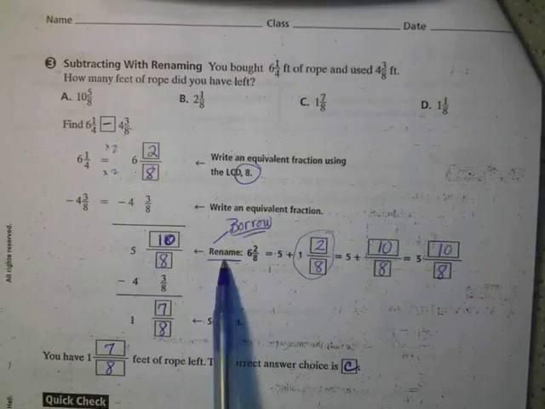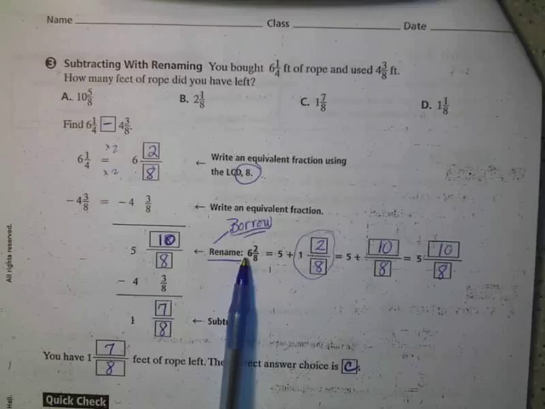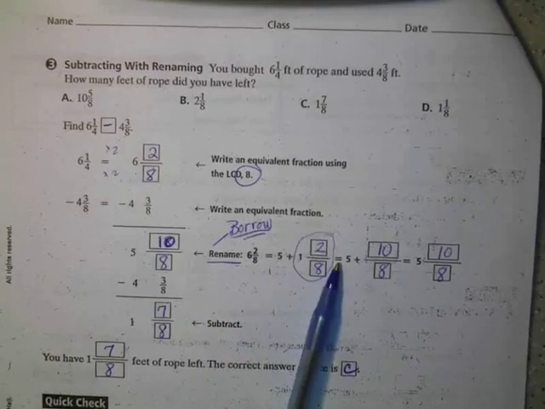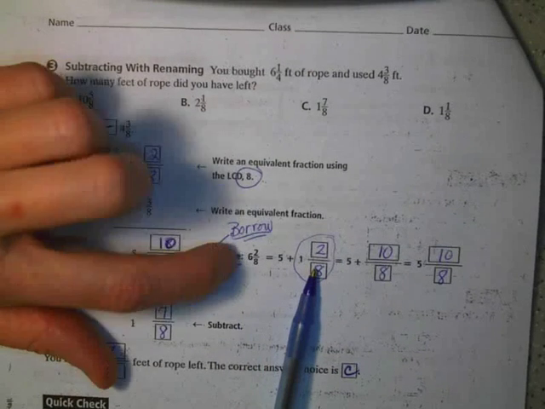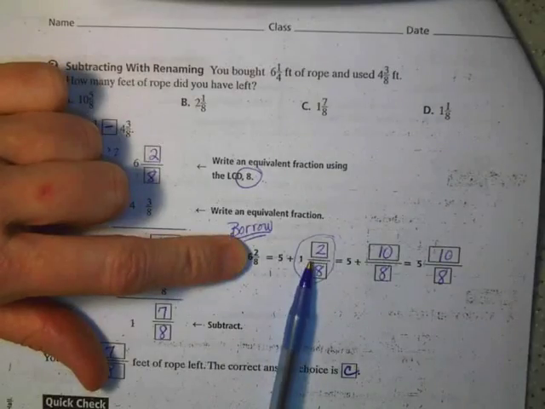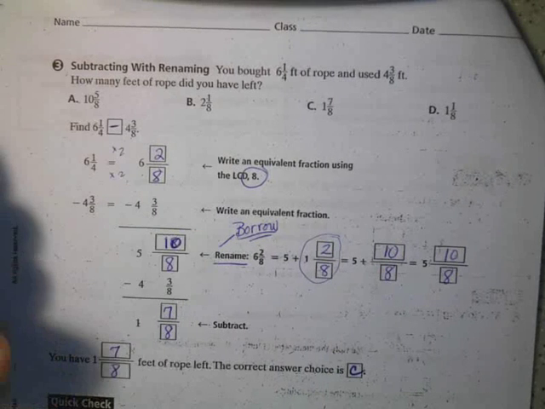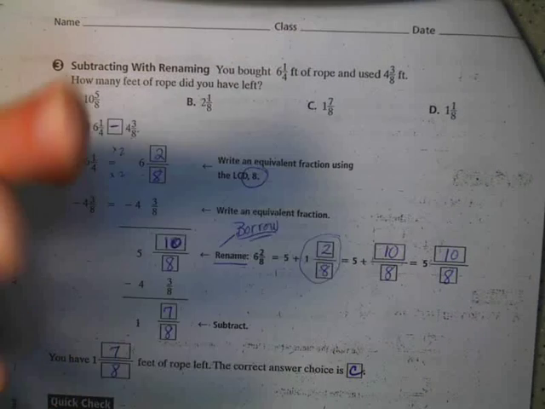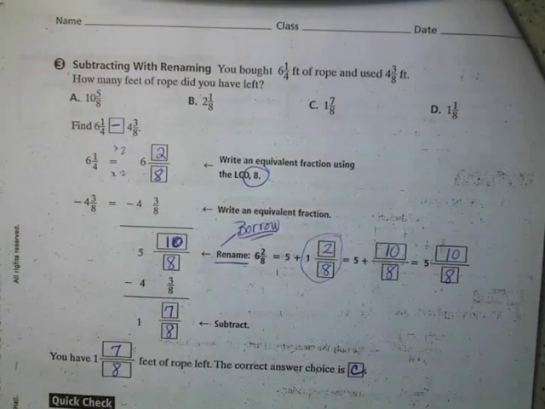Again, we will go over the idea of renaming or borrowing some more in class, but basically what you're doing is you're shifting one of the wholes into the fraction. You have one less whole. Now you have a mixed number where the fraction was, the one that you borrowed plus the fraction that was already there. Turn that fraction into an improper fraction and go from there. So again, we'll talk about this a little bit more in class.